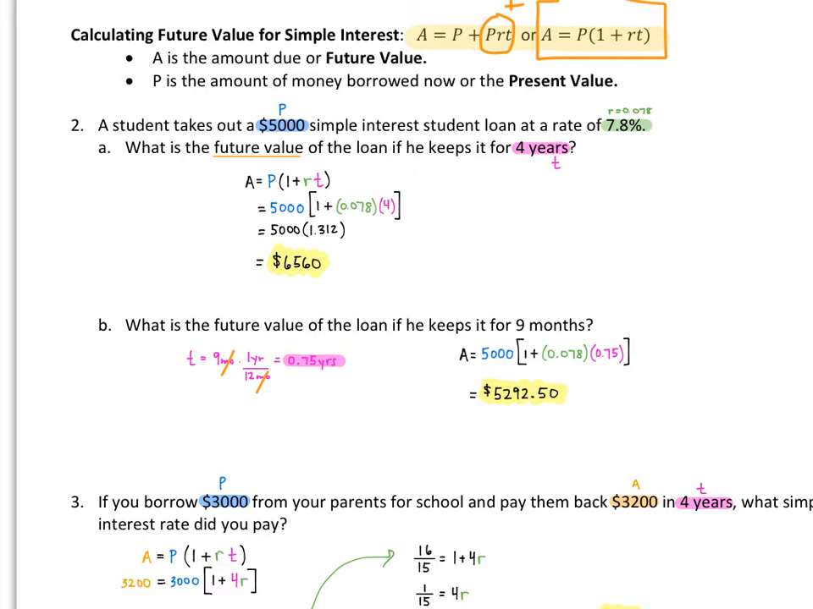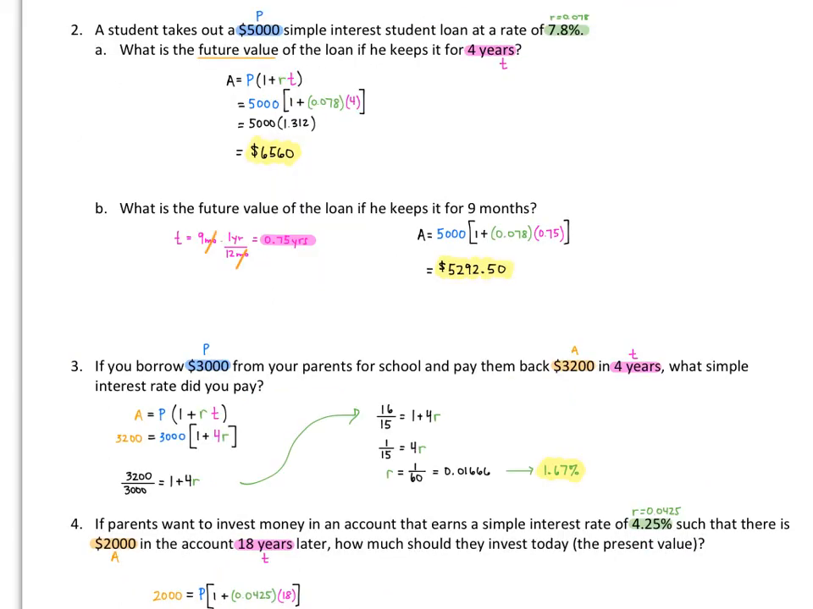So now we can go ahead and calculate P, 5,000 times the quantity 1 plus R, times our time. So after 9 months, this is how much we would owe in total, okay? So we would have to pay back $5,292.50.